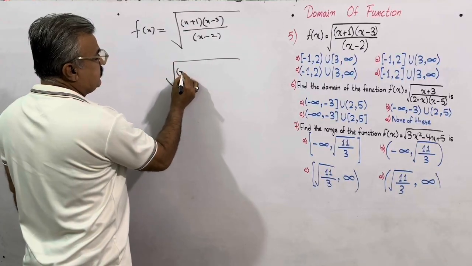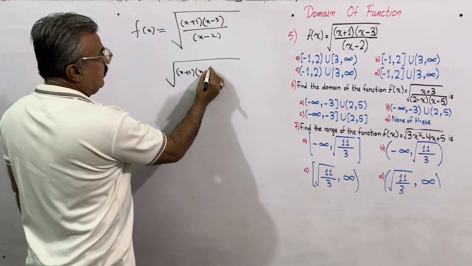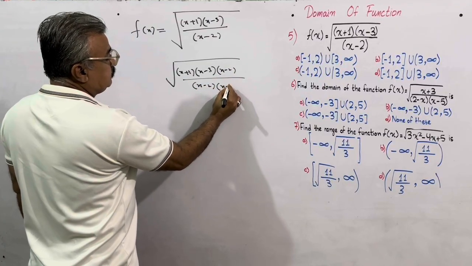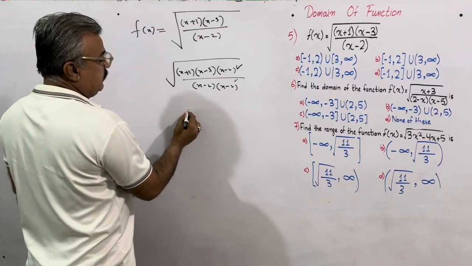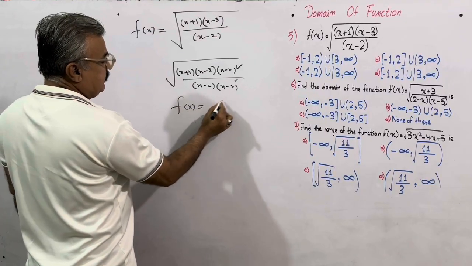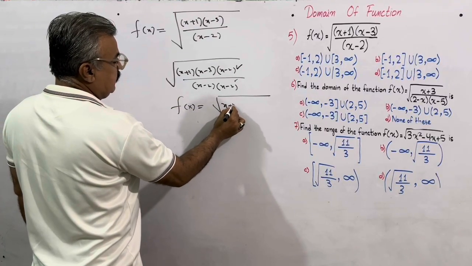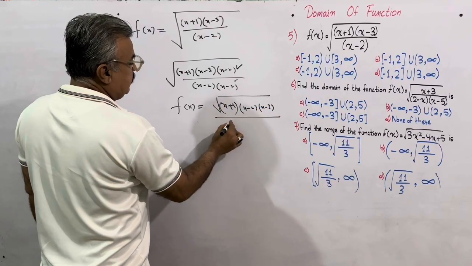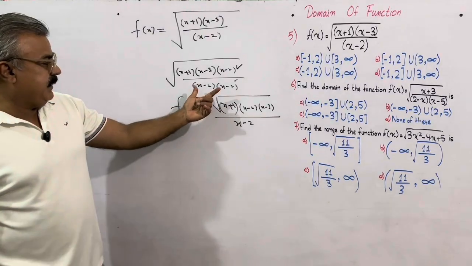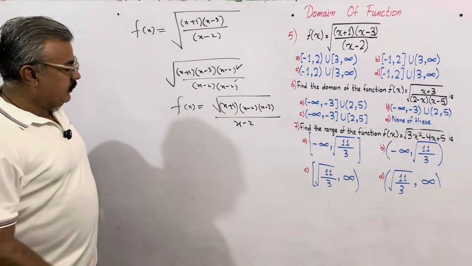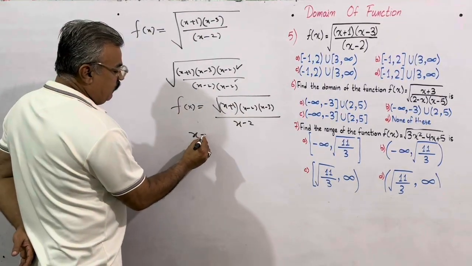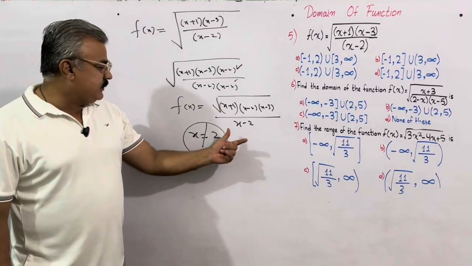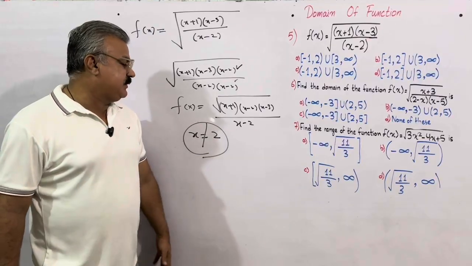I can write this as x plus 1, x minus 3, dividing and multiplying by x minus 2. We have something like that, square root of x plus 1, then x minus 2, then x minus 3. There is a pair of x minus 2. By doing this, we got rid of the restriction x is equal to 2. The value x is equal to 2 is the value where the denominator ceases to exist.